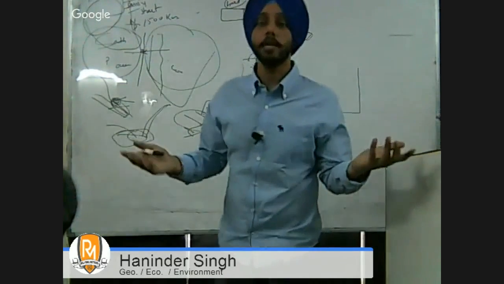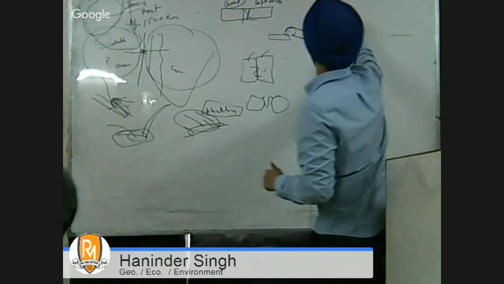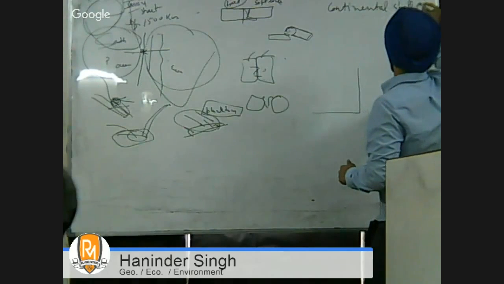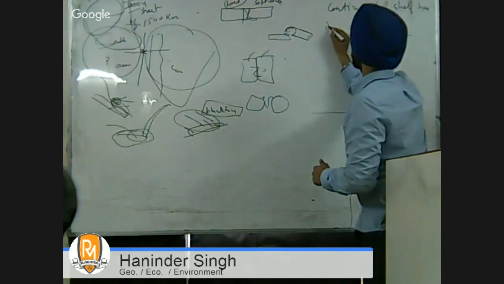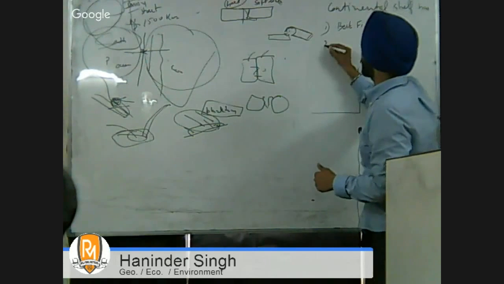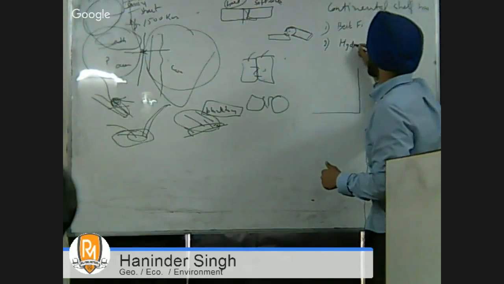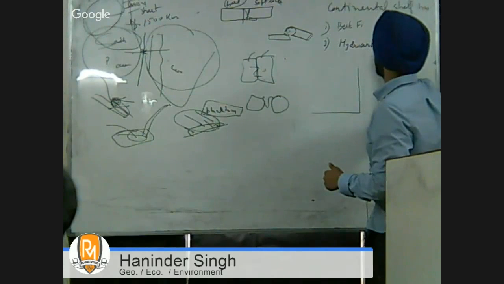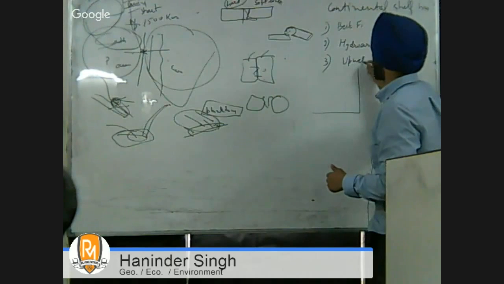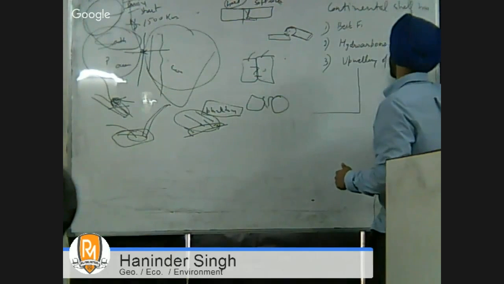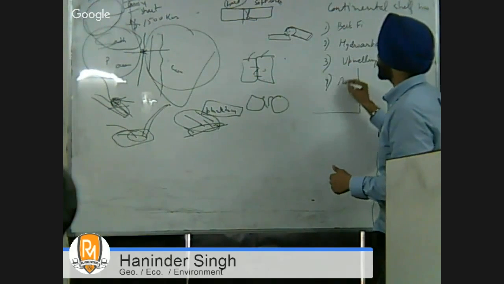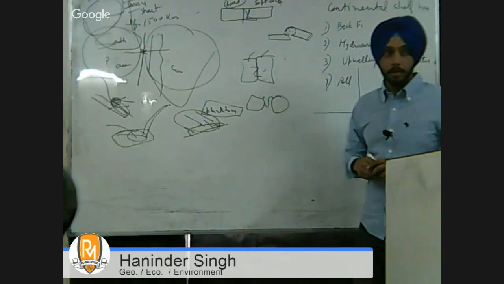Now what question can come to you? Continental shelf, say, has: first point, the best fishing ground of the world. Second, are rich in hydrocarbons. Third, results in upwelling of cold water. Four is all of the above. What is the answer? What is upwelling?